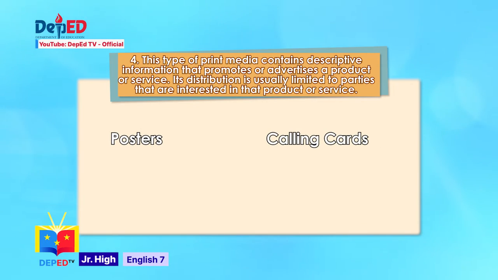Number 4. This type of print media contains descriptive information that promotes or advertises a product or service. Its distribution is usually limited to parties that are interested in that product or service. Posters, calling cards, brochures. You are correct! The answer is brochures.